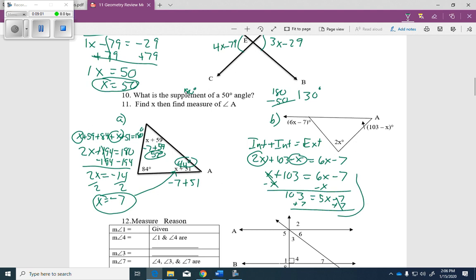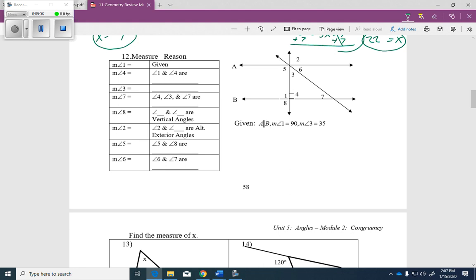I'm going to come over here. 110 equals 5x. Divide by 5. So x equals 22. If x is 22 and I need the measure of angle x, I do 103 minus 22. 81. So the measure of angle A is 81. The value of x is 22. Number 12.